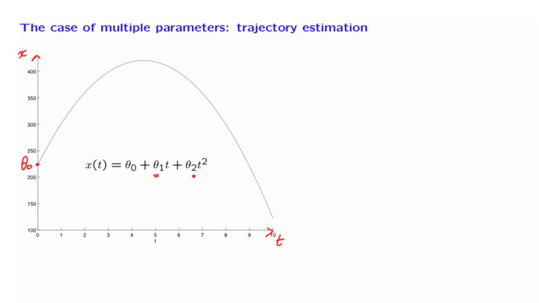Suppose now that you do not know these parameters. You do not know exactly where the ball was when it was thrown, you don't know the exact velocity, and perhaps you also live in a strange gravitational environment and you do not know the gravitational constant, and you would like to estimate those quantities based on measurements.